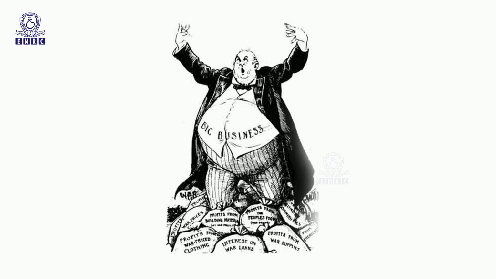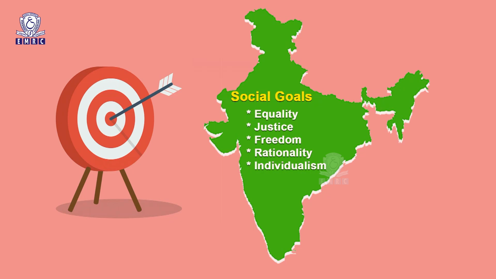Let's look into the goals of social change in India. At the time of political independence of the country, many intellectuals felt that India had failed to modernize itself, not because it lacked the wherewithal to develop, but because it had been a victim of capitalist imperialism. The socio-cultural transformation we initiated five decades ago aimed at structural changes which could meet the emerging needs and aspirations of people. The social goals were equality, justice, freedom, rationality and individualism.